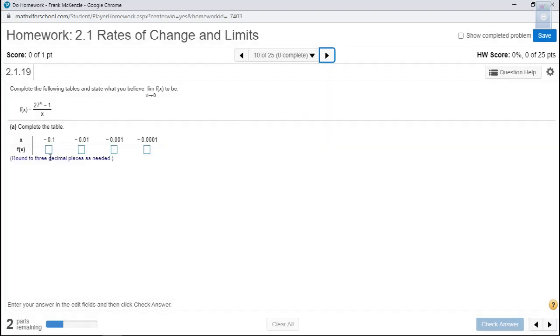This one, all we're going to do is put in values and find what these are. We're going to find 27 to the negative 0.1 minus 1 divided by negative 0.1. Put that value in here. And you're rounding to 3 decimal places, but what you're going to see is this: as it gets smaller and smaller, notice we're getting smaller and smaller with the values we're plugging in, we're getting closer to 0. So we can see a pattern to these values and see that they should be approaching a certain value.